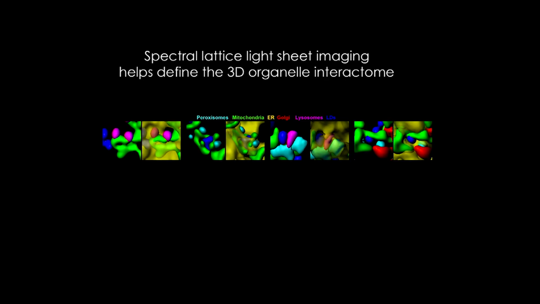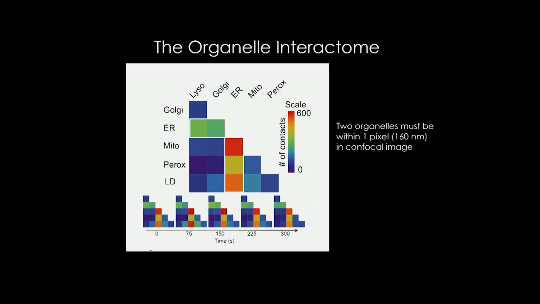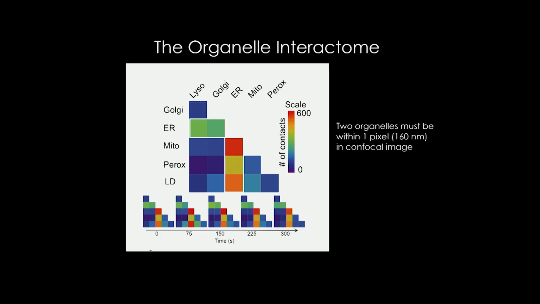And from these types of segmented images, we can create what we call the Organelle Interactome, where we just measure the pairwise contacts between these different organelles in our images of these cells. And from that, we can see the frequency of communication that different organelles have with each other. You can see here that the ER is by far the most communicative of all of the organelles. It's contacting everyone.